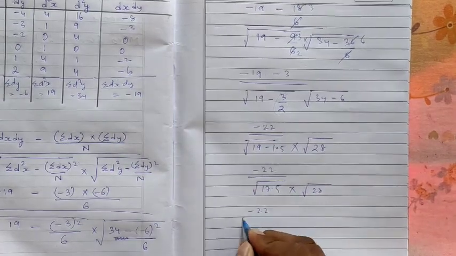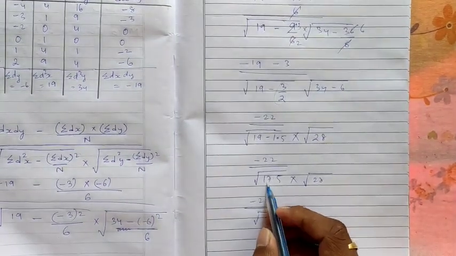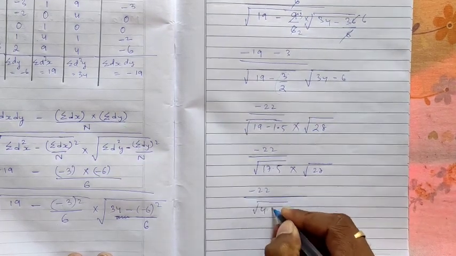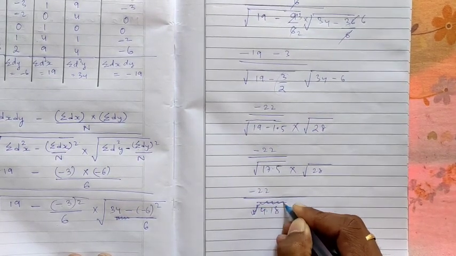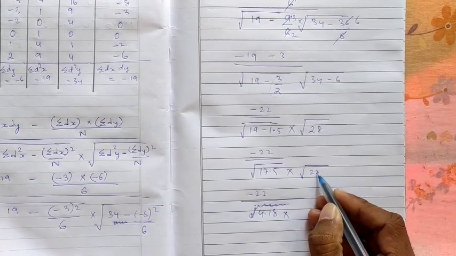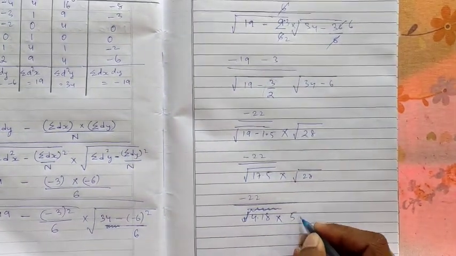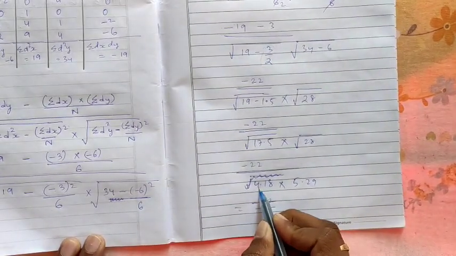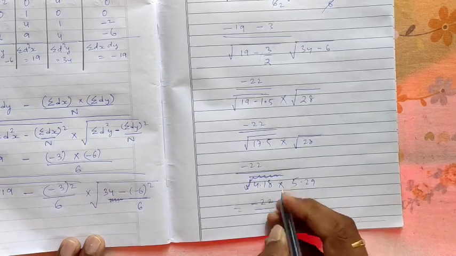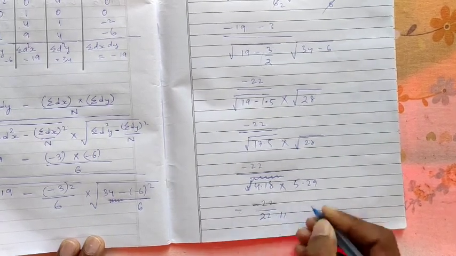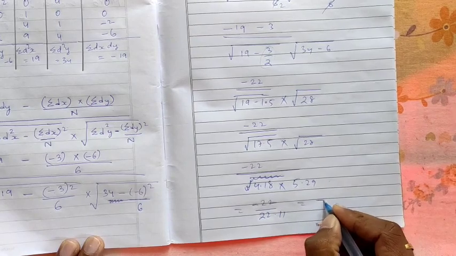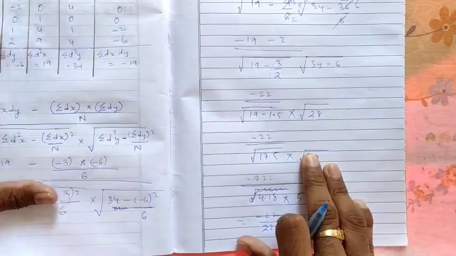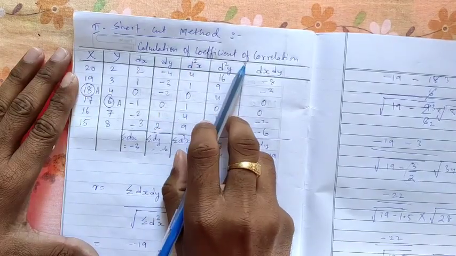After solving, you can use a calculator: the root of 17.5 is 4.18. Multiplied by the root of 28, which is 5.29. So minus 22 by 4.18 into 5.29, that is 22.11. After dividing, you will get minus 0.99. So this way, it is a complicated process, but we find the Karl Pearson coefficient of correlation.